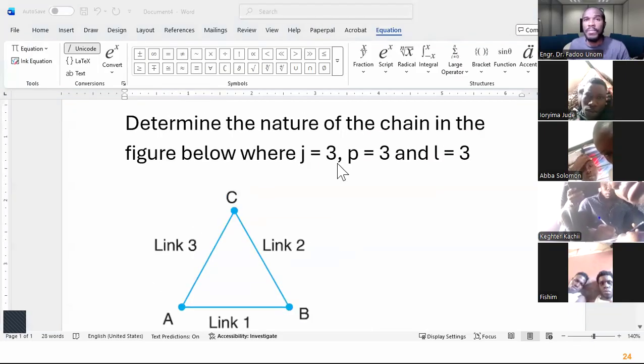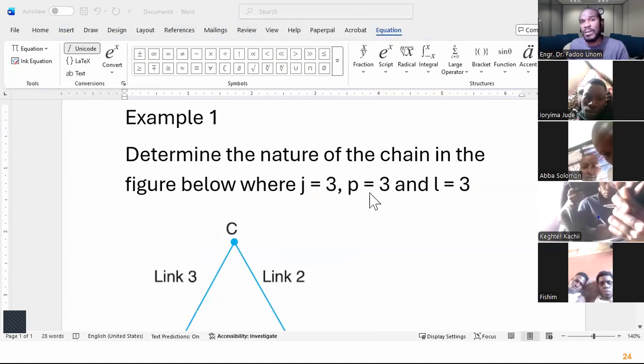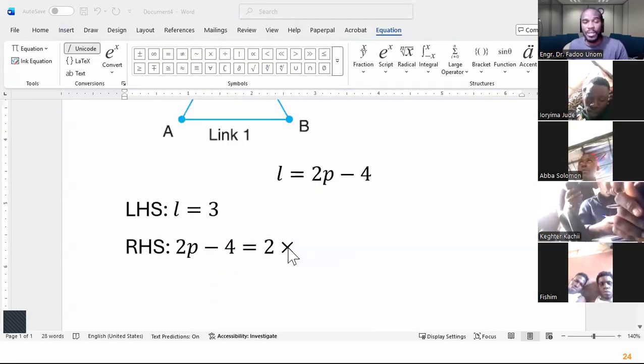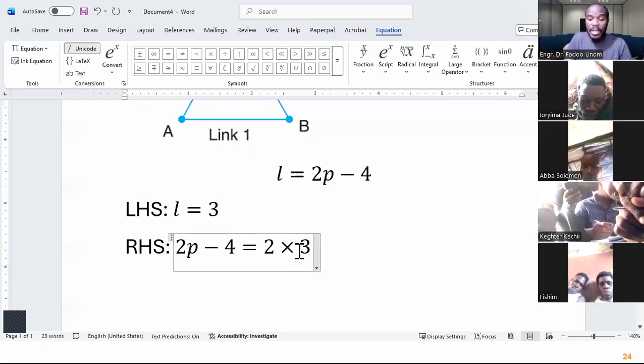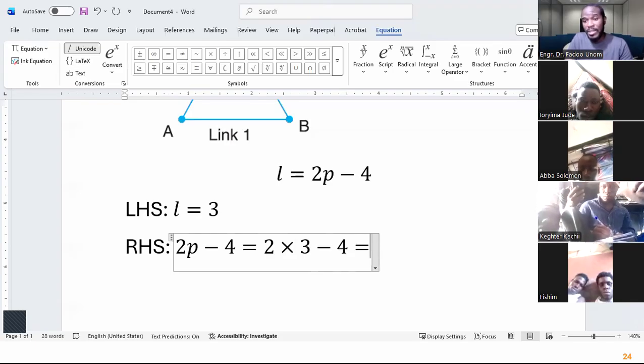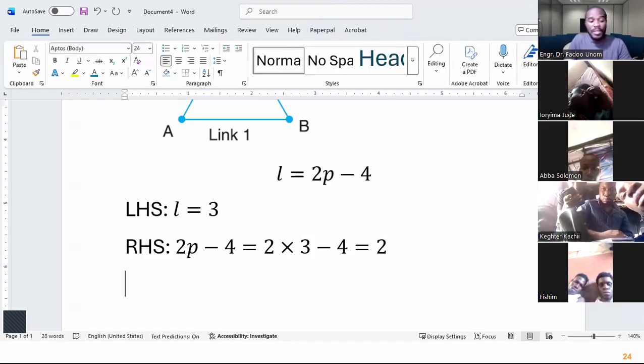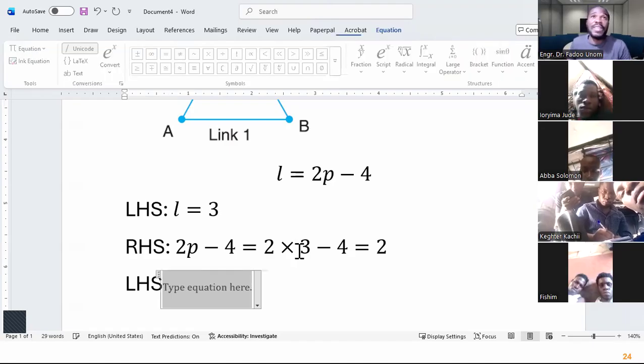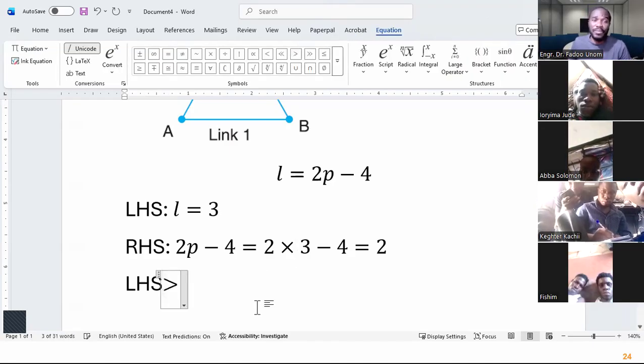There are 3 lower pairs. So we simply put 3 in that equation, and from that we are subtract 4. So this equals 2 times 3 is 6, and then 6 minus 4 is 2. So for this particular problem, the left-hand side is 3. The right-hand side is 2. So obviously, the left-hand side is greater than the right-hand side.